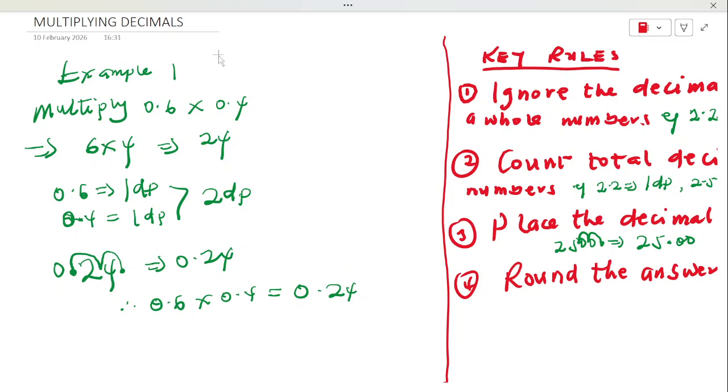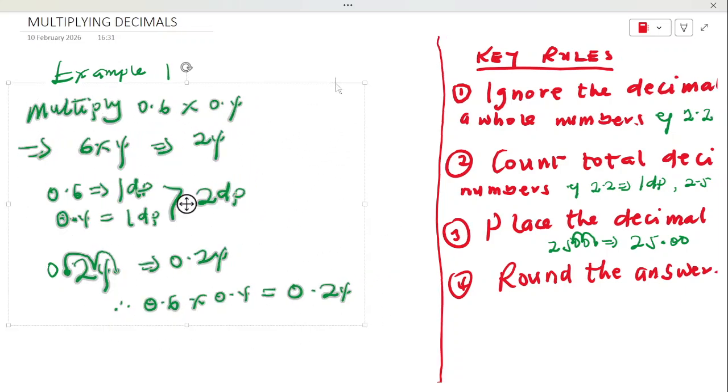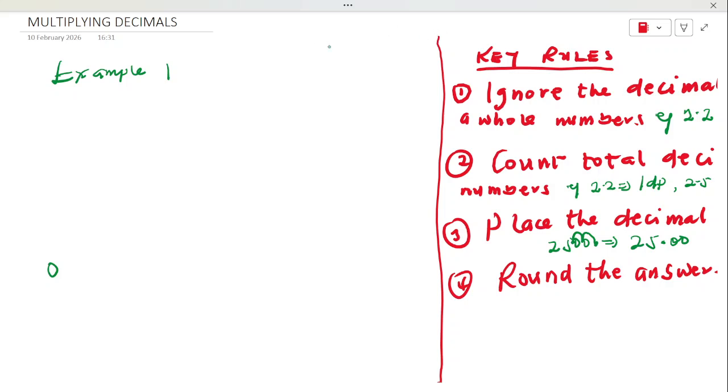All right, I hope that is simple as well. So let's look at example number 2. You can pause it and then solve it, come back to confirm if your answer is correct. All right, so we have example number 2. So it says, multiply 0.36 by 0.25. It is your turn now to multiply 0.36 by 0.25. So the first step is to multiply as a whole.